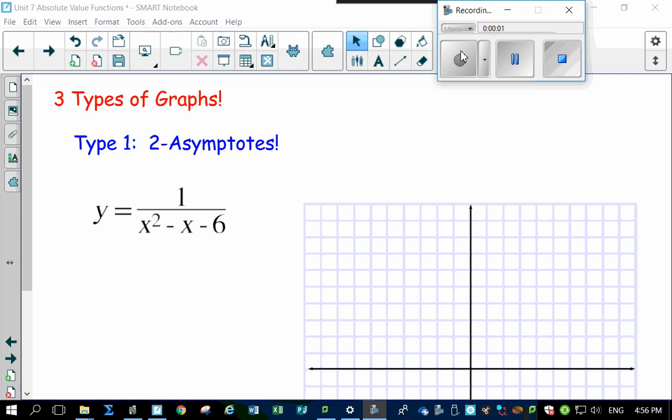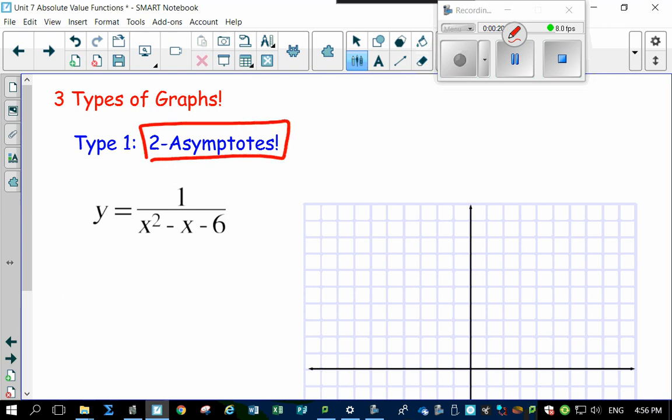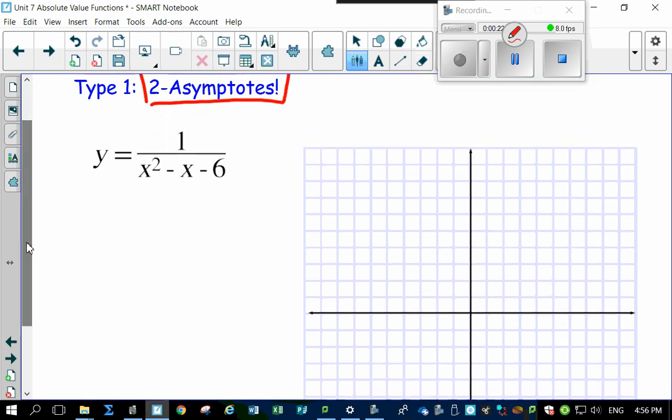So the next 3 podcasts are going to be describing the 3 types of graphs you're going to get. Okay, that's what's really cool about this. You're going to have 3 types of graphs, and you've got to be able to recognize each of the 3. And the way you can determine that is based on the types of asymptotes you have. Case in point, look at this question.